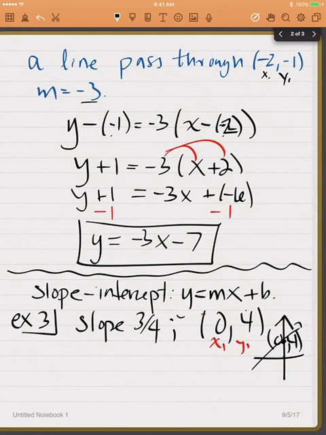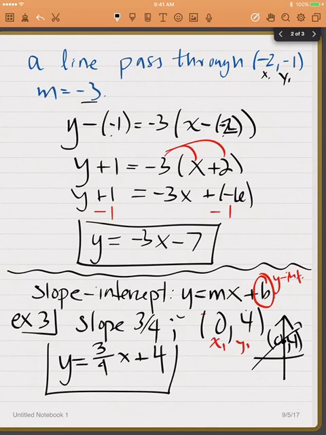So in slope-intercept form, this guy right here is your y-intercept. So all we need to do is plug the 4 in there, and we're done. So our final answer is going to be y equals 3/4 x plus 4, and I'm done. So when you notice that you have the y-intercept, you can just plug that straight in and you're done. Otherwise, I would recommend using the point slope form.